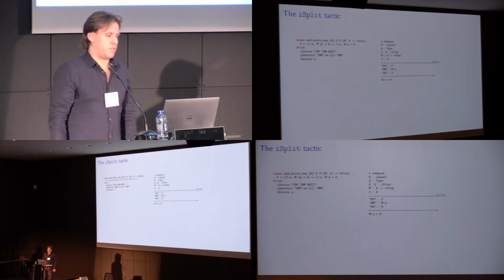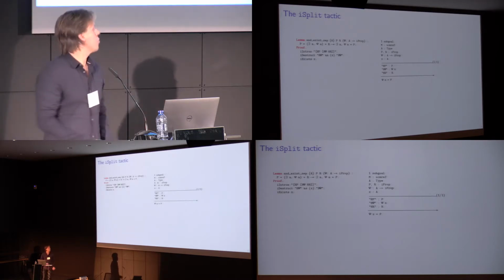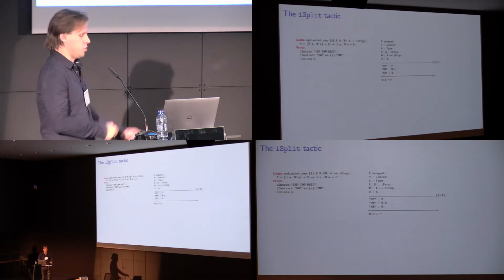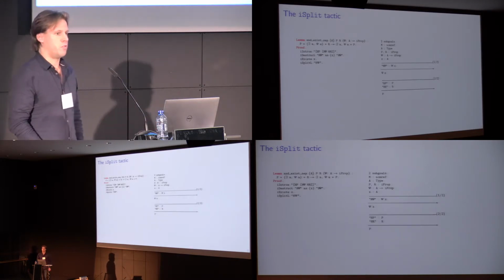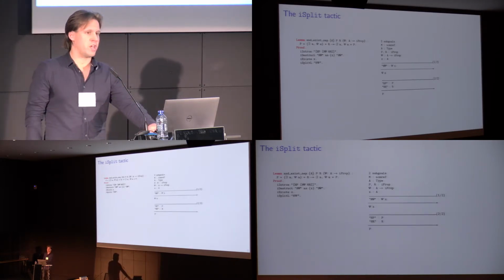So we call the split tactic. How did that thing work? We have a goal like this. We want to introduce a separating conjunction. Then we say something like I split L, and the context will be split in two. How does this tactic look like? How has it been implemented?